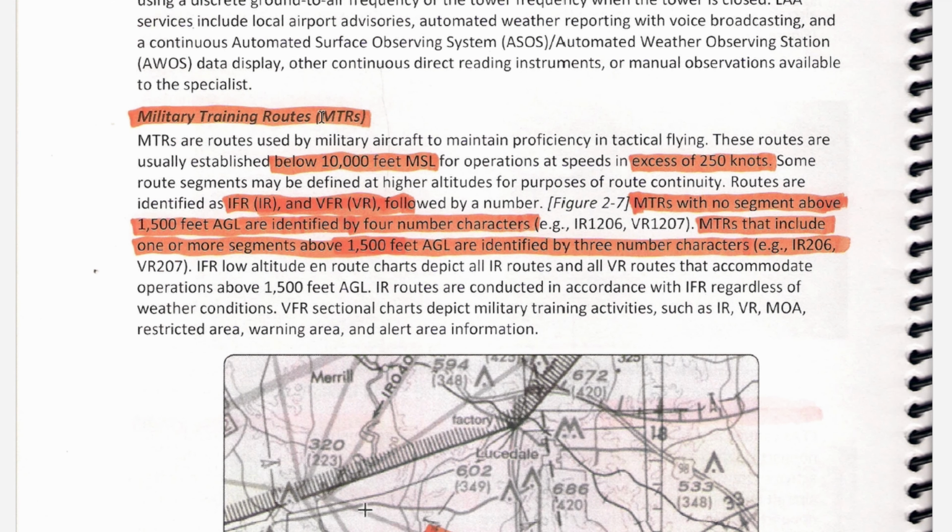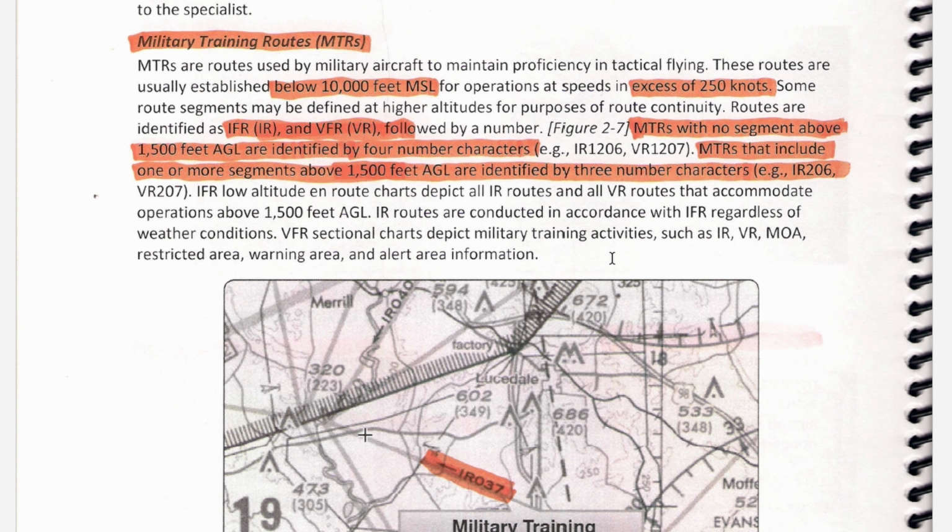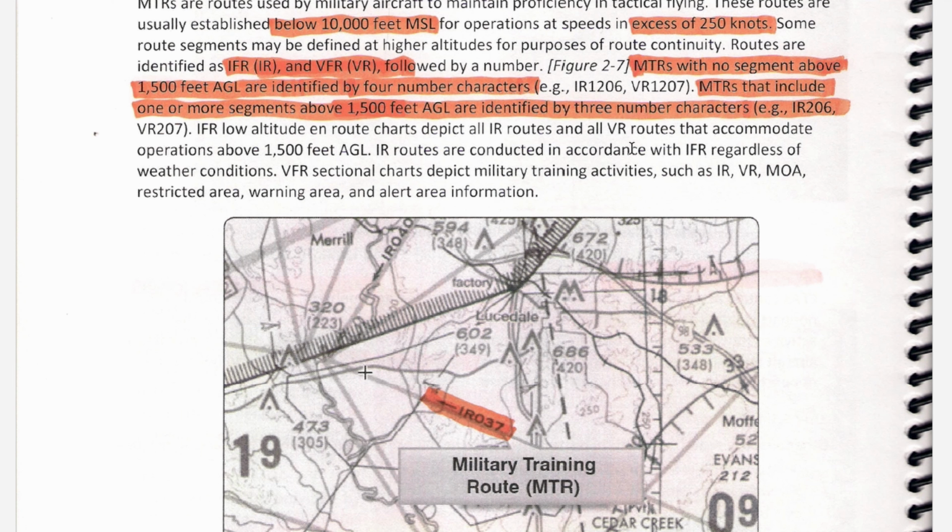Now we got our MTRs. I had one question on this, and I wasn't sure. I don't know if I got it right or not. But it was about VR routes, and what we saw, I think, was a Victor route. The question was about how high off the ground this is, like highways in the sky for military aircraft. Military aircraft are going to follow this training route.